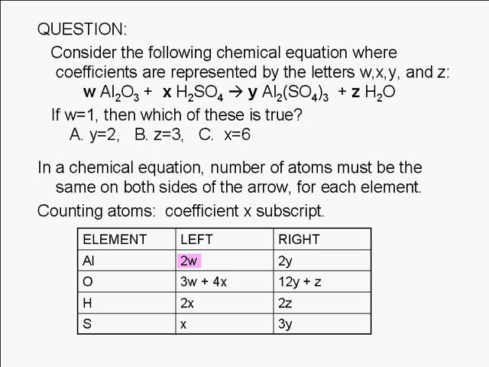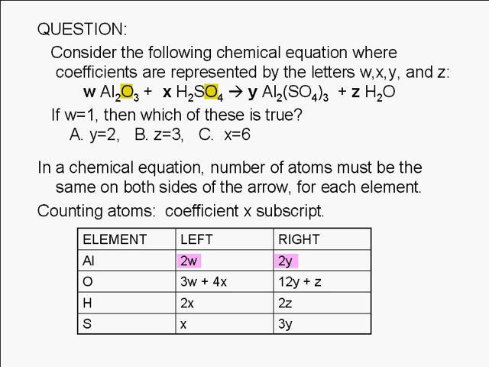On the right-hand side, we see that the aluminum is found in aluminum sulfate. The coefficient of aluminum sulfate is Y, and the subscript of aluminum in aluminum sulfate is 2. Therefore, the number of aluminum atoms on the right is equal to Y times 2, or 2Y.